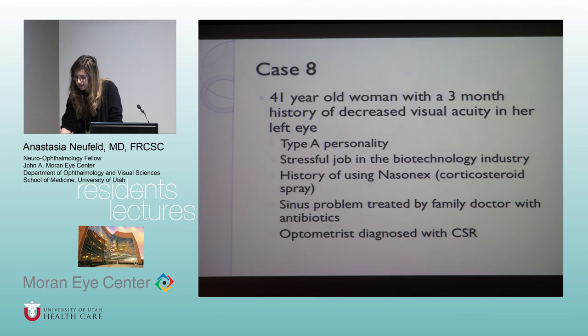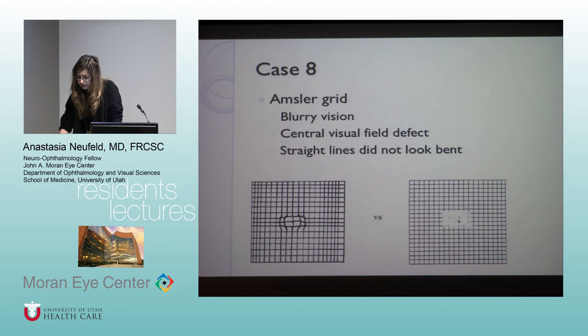All right, next case is a 41-year-old woman with a 3-month history of decreased visual acuity in her left eye. She was sent by an optometrist because he thought she had CSR, and she was sent to us to treat it. And this is where I profess my love for Amsler grids, because I really do like them.